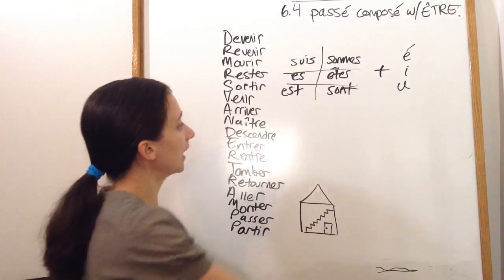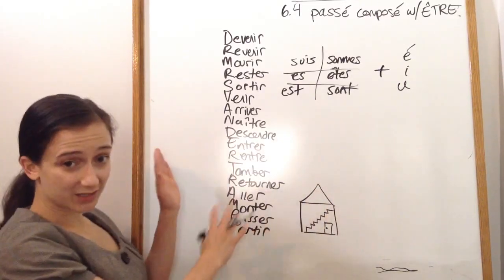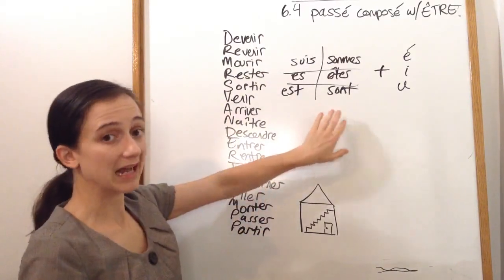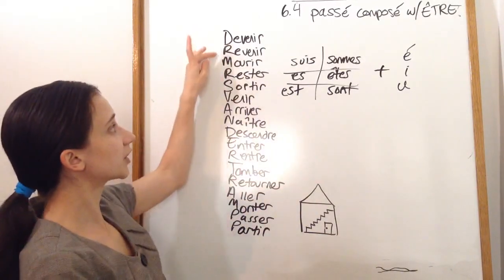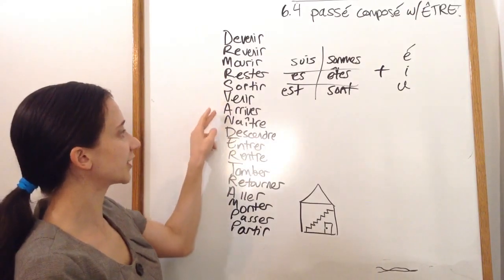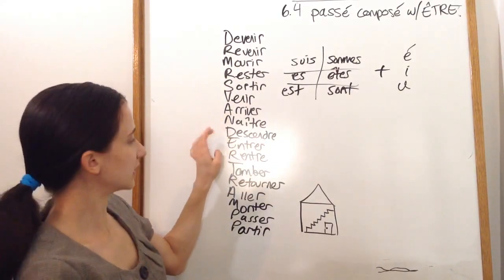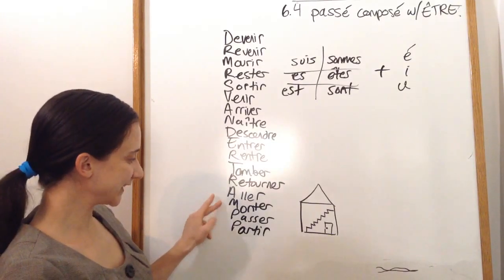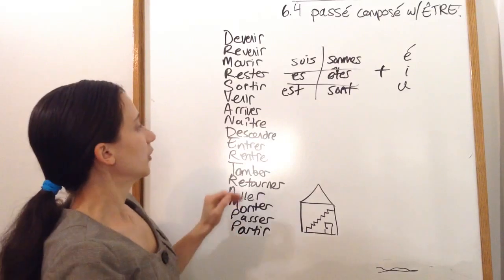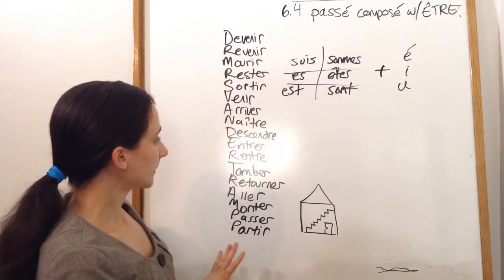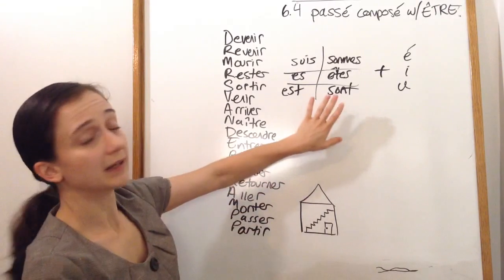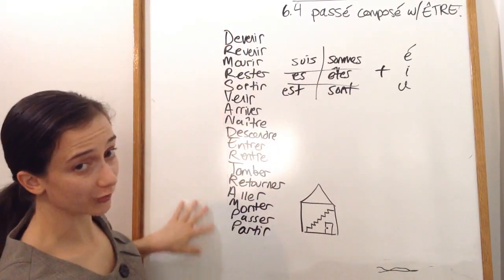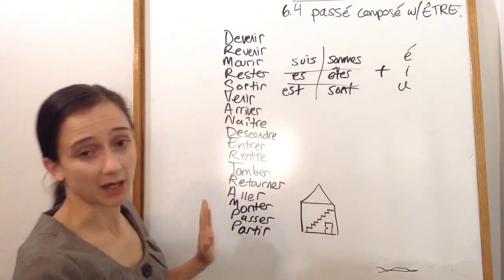So how do you do it? Just like what we did with avoir, and we use these verbs. These are the ones that must use être as the auxiliary verb. So we have devenir, revenir, mourir, rester, sortir, venir, arriver, naître (to be born), descendre, entrer, rentrer, tomber, retourner, aller, monter, passer, partir. So all these are to be used with être. We know these as Dr. and Mrs. Vandertramp. That is a way to help you memorize them all.